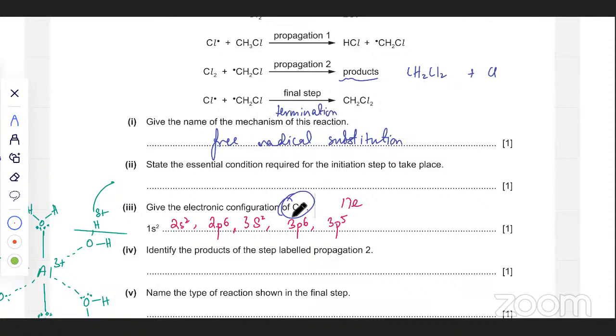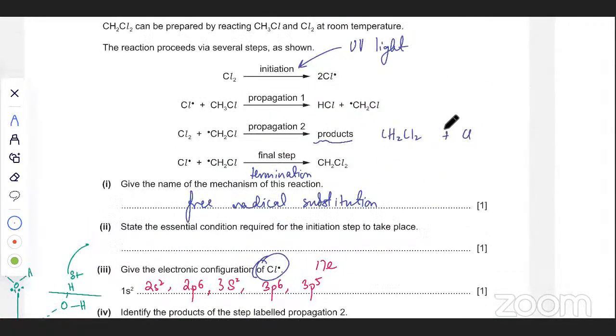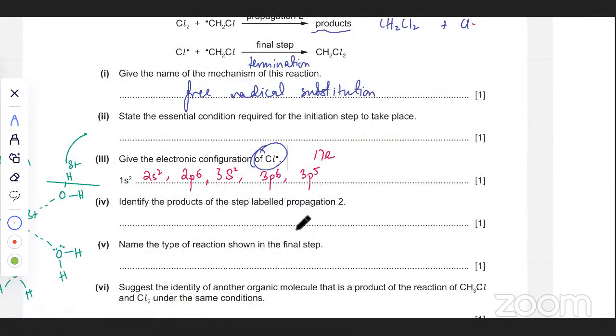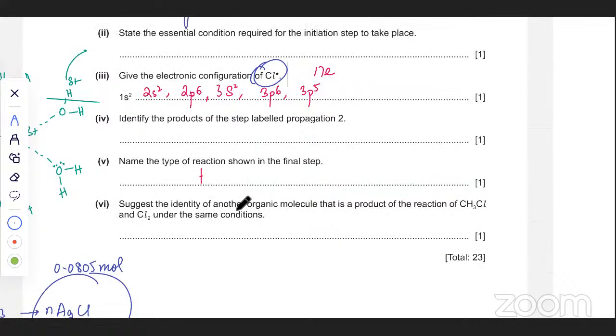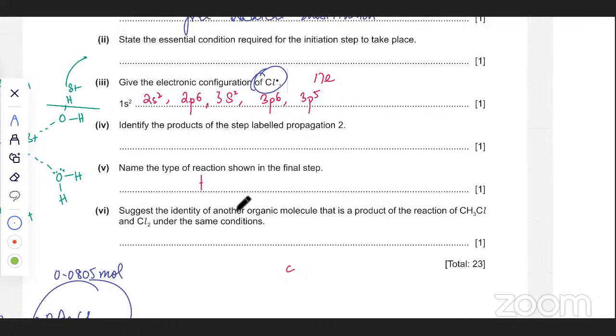Identify the product labelled in propagation step 2. We did do that, I just didn't put a radical sign next to it. Name the type of reaction shown in the final step. I did call it the termination step, and we labelled that over there as well. And then: suggest the identity of another organic molecule that is a product of the reaction of CH3Cl and Cl2 under the same conditions. Under the same conditions, remember that if you have... and he's talking about the organic, so the one that involves carbon.